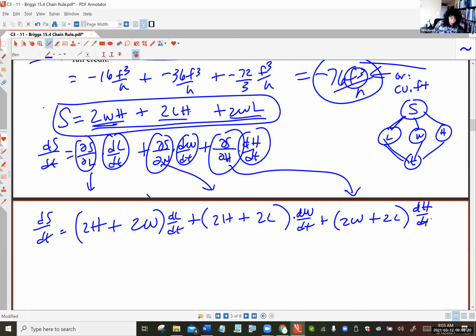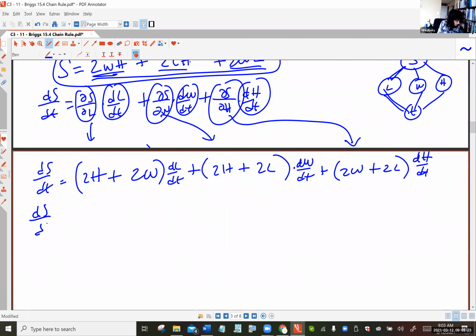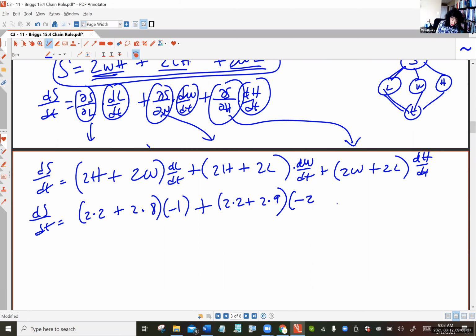And then again, you're just going to plug in those values. So this is going to be 2 times 2 plus 2 times 8 times the negative 1, plus 2 times 2 plus 2 times 9 times negative 2, plus 2 times 8 plus 2 times 9, times negative 1/3. And you have to be careful. What are my units? I'm being a little cavalier and not putting all my units in. I get negative 226/3. But what are the units?